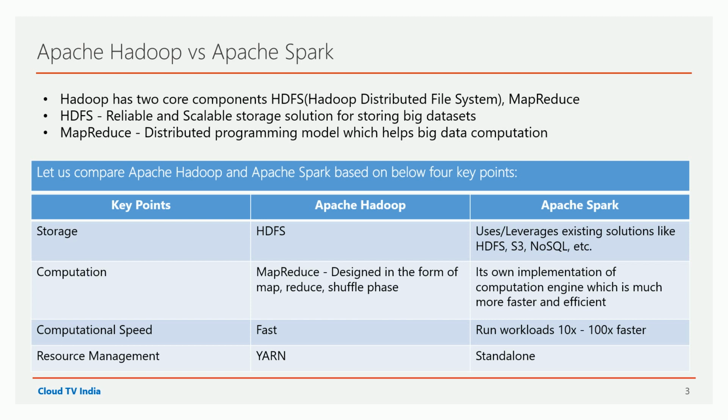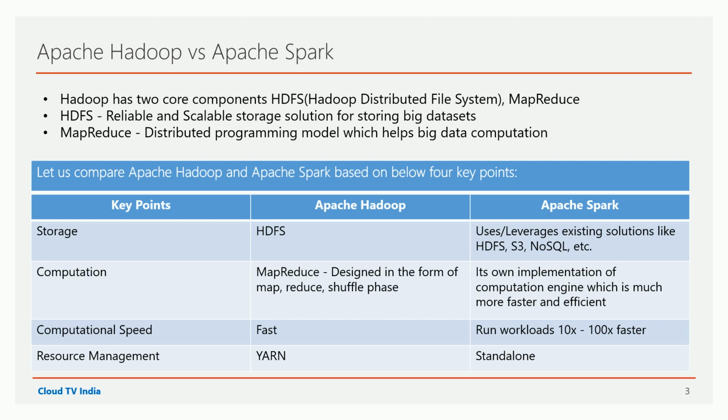With respect to computation, as I told you, in Hadoop we have MapReduce. It's designed in the form of map and reduce phases to do your computation. In Apache Spark, this is where they thought, why don't we create a new computational framework which can do the work in a faster and more efficient way. So they came up with a new computation framework called Apache Spark, and using that they were able to do this workload in a faster manner. We will see how they achieve that in the coming slides.